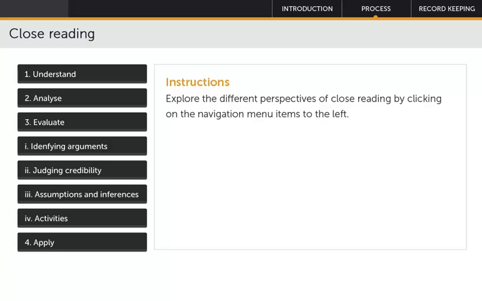When you've previewed the text and know that it will be useful, the next step is to closely read the text, which leads to reading critically. Explore the 4 different perspectives by clicking on them. Understand the content, analyze the argument, evaluate the strength of the position made, and understand how you can use the text. Just a reminder that every step in the reading process involves asking questions.